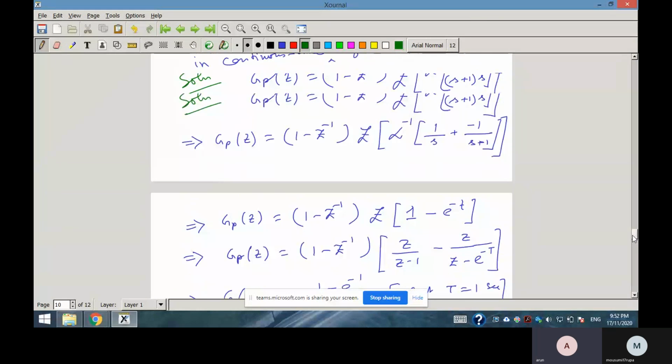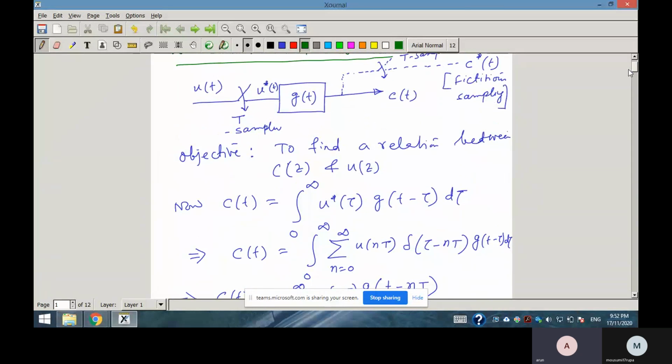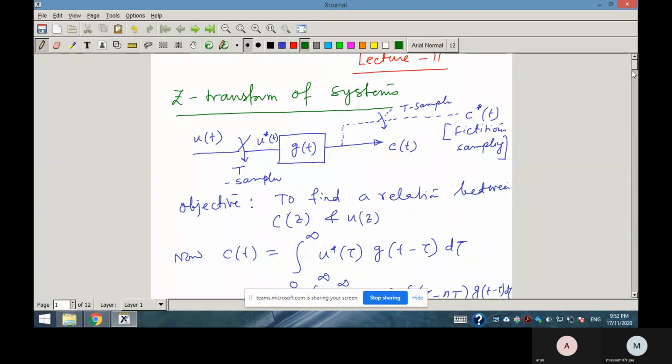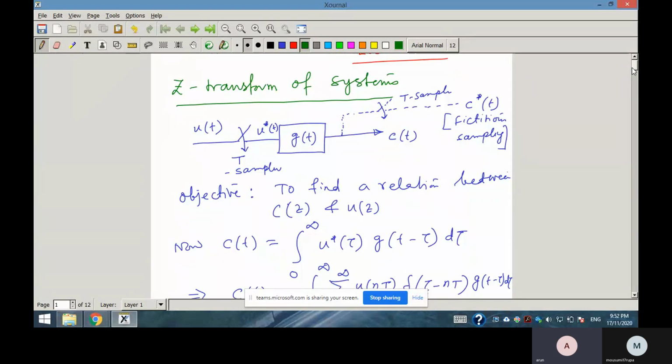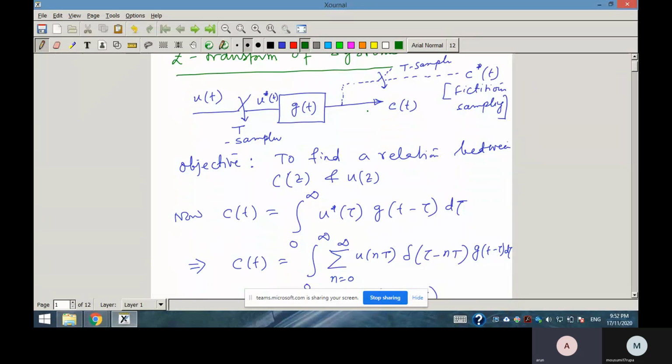Okay, just 1 second, I will see if I have missed something. Fictitious sampling is important because we need to take the z transformation. Here no sampling is involved in C(t). We are not sampling, but if you want to find the relation between U(z) and C(z), you have to consider a fictitious sampling. This is not actually present, but you have to consider it for analyzing the system.